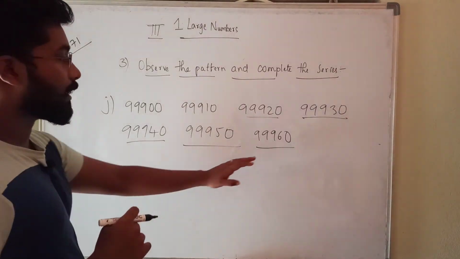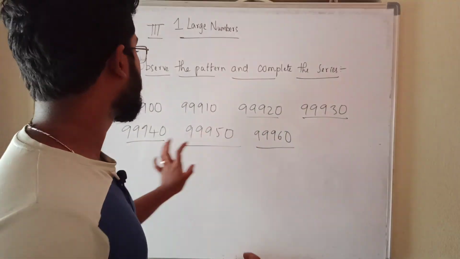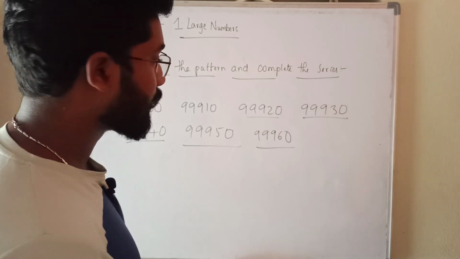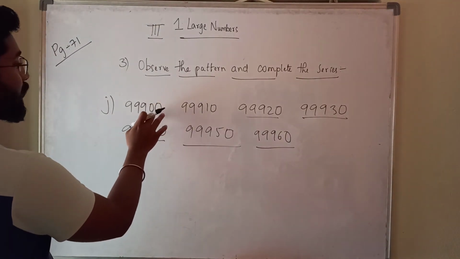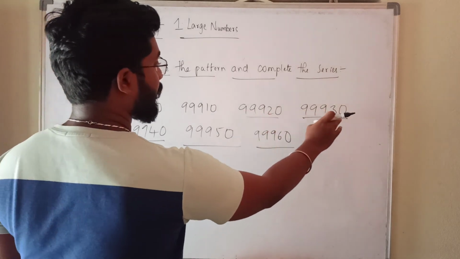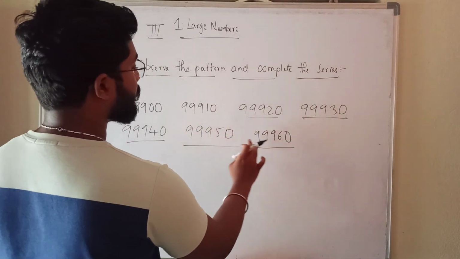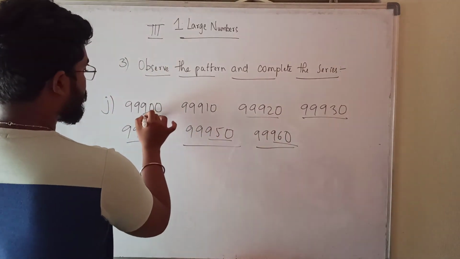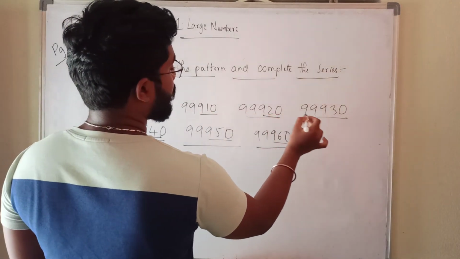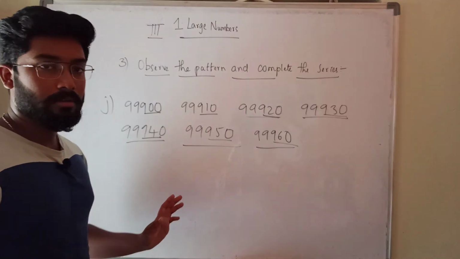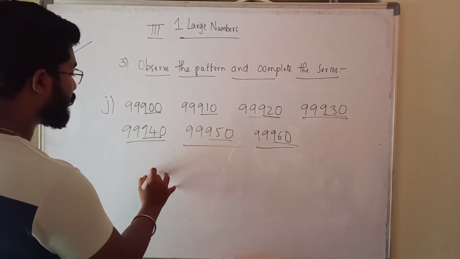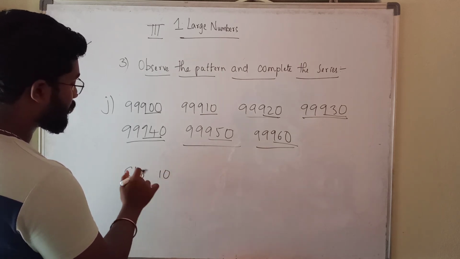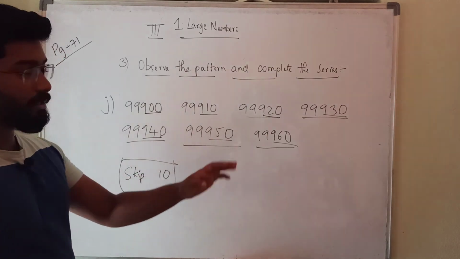So next one is 99,960. 1 2 3 4 5. 5 numbers are completed now, so you have to fill them in the blanks. See here, 99,900, 910, 920, 930, 940, 950, 960. Last 3 digits I am talking about. Okay. So there will be a change in only the tens place. That's all. Because we are adding 10 to each number. Skip 10 means we are adding 10 to each number.